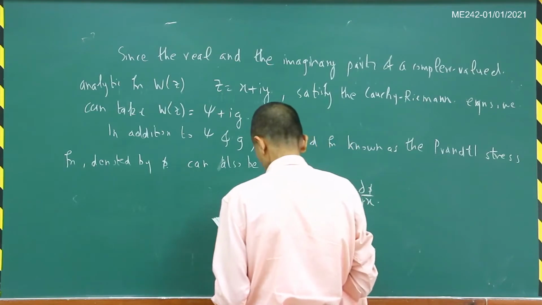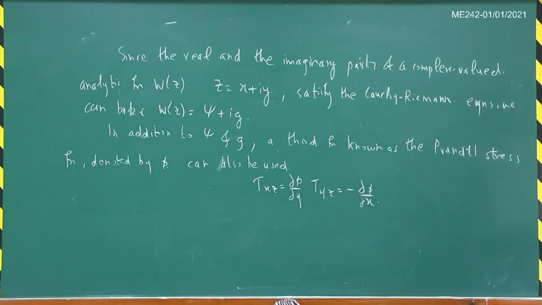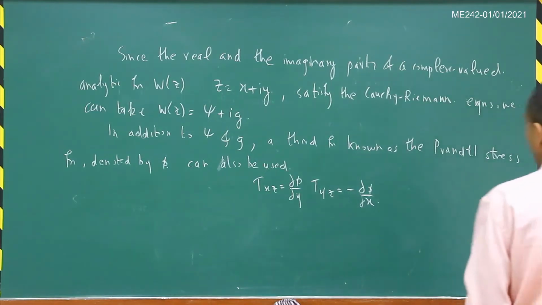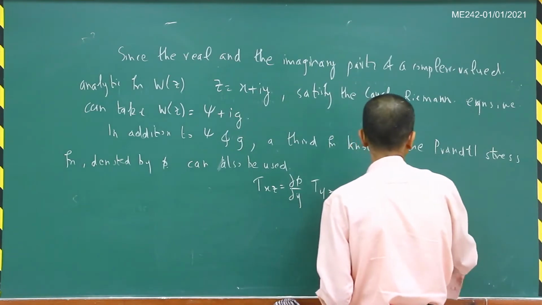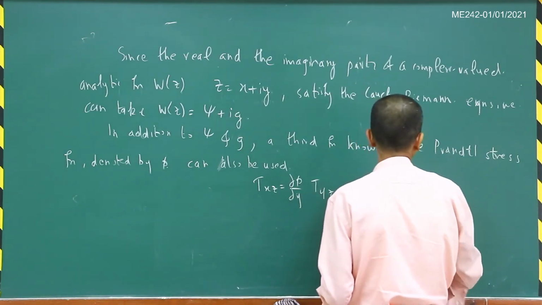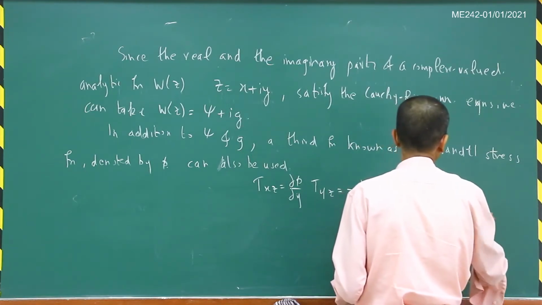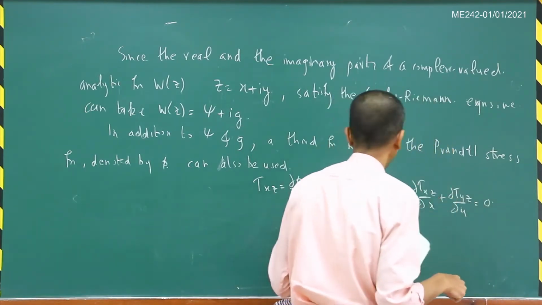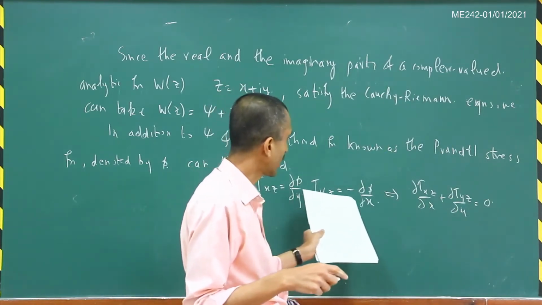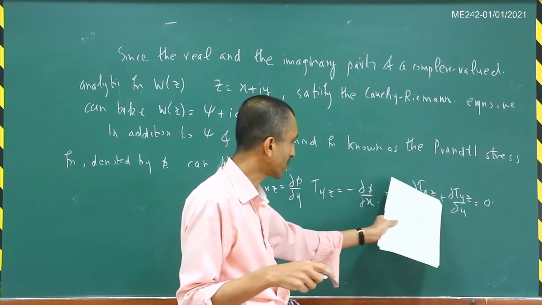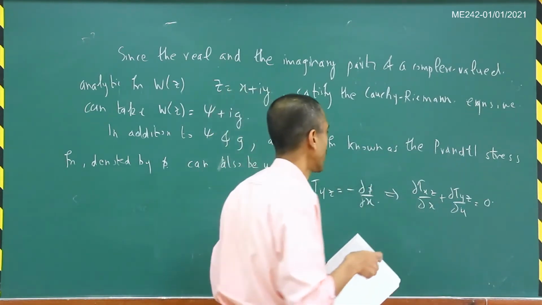Okay, so basically, if you write it this way, then del tau xz by del x plus del tau yz by del y equal to 0 is automatically satisfied. If we just substitute tau xz equal to del phi by del y and tau yz equal to minus del phi by del x into this equation, you will see that the equilibrium equation is automatically satisfied.